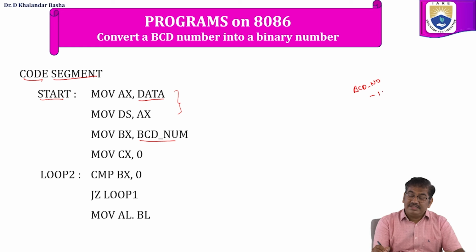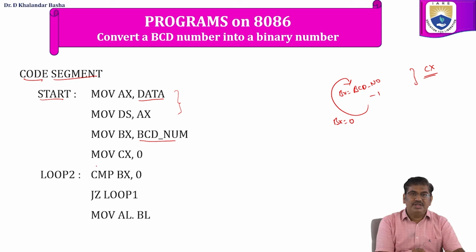So for every subtraction, we are going to increment the CX register. This will be repeated until the BX register content is equivalent to 0. For this purpose, for loading the binary number equivalent, we will clear the CX register by using MOV CX, 0. Otherwise, we can write XOR CX, CX. Both are valid.